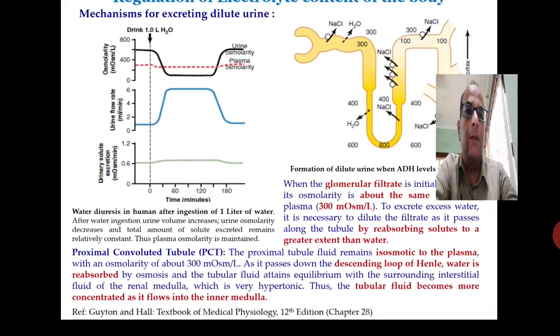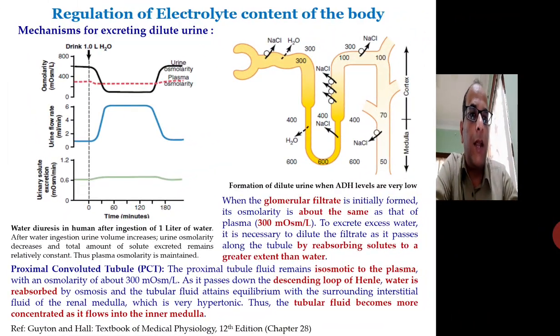So what is the basic mechanism for this? Here in the right panel you can see the entire mechanism by which the osmolarity is controlled during the ingestion of a large amount of water. Whenever the glomerular filtrate is initially formed, its osmolarity is about the same as that of the plasma, 300 milliosmolar per liter. Here you can see that the osmolarity in the PCT is almost 300 milliosmolar, which is equivalent to that of the ECF.